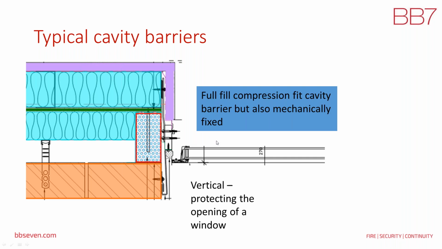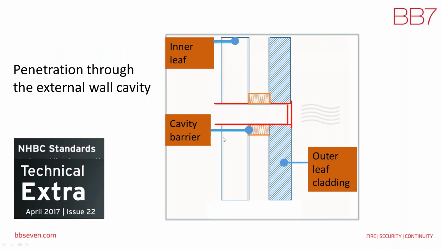And we'll also look at some penetration through the external wall cavity. And I've made a little note on the left-hand side of the screen there where you can reference this a bit more if you can get hold of NHBC Standards Technical Extra, issue 22 last year. And you can see here that the representation is on the left-hand side an inner leaf, where you've got the red part of a pipe going through.